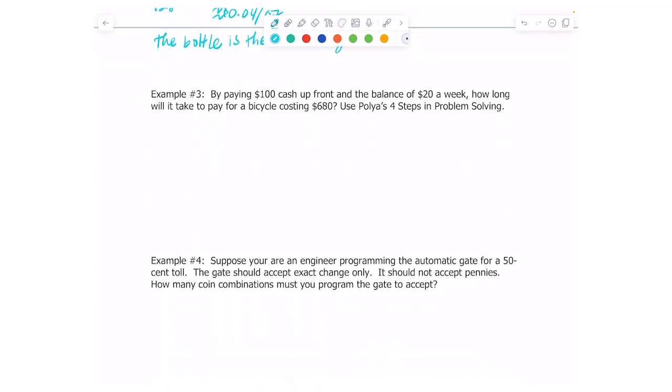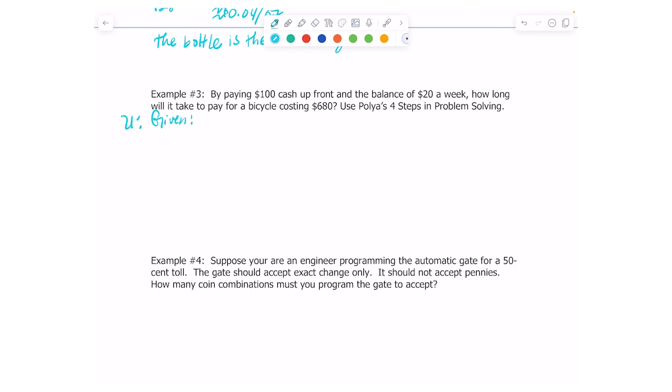So in example number 3, by paying $100 cash up front and the balance of $20 a week, how long will it take to pay for a bicycle costing $680? So we're going to practice using Polly's 4 steps here. The first thing is, I need to understand the problem. So what are they giving me?